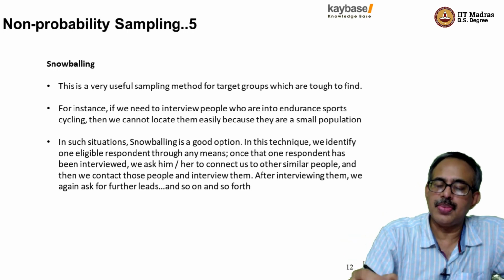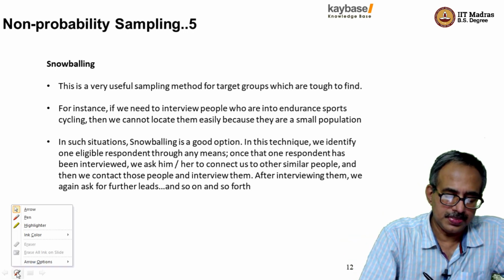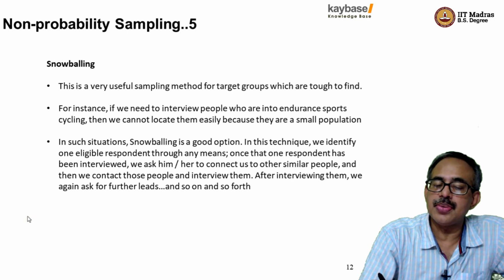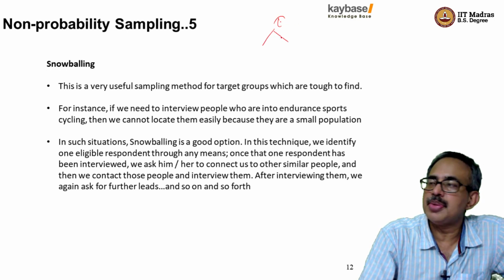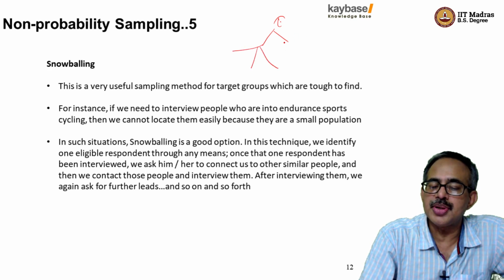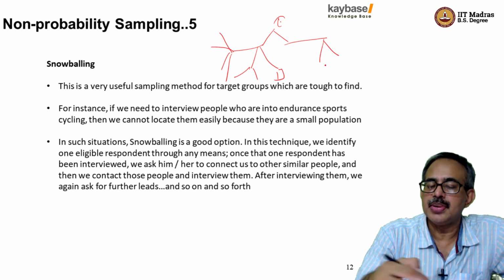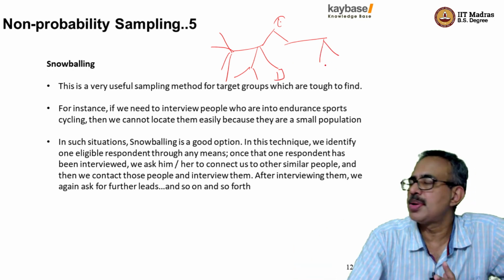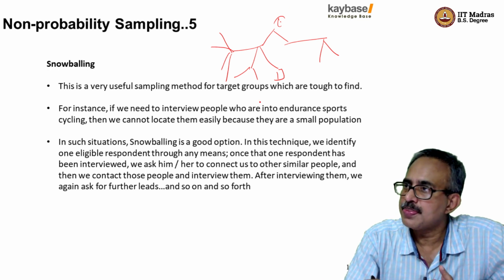Right? So what happens is you start with one person, then one person gives us 2 people. The first of the 2 people gives us 3 people. The second of the 2 people gives only 1 person. Then this person gives us 2 people. This person gives us 4 people. This person doesn't give us anyone. This person gives us 2 people. So on and so forth, till we meet our sample requirements. Is this drawing clear?